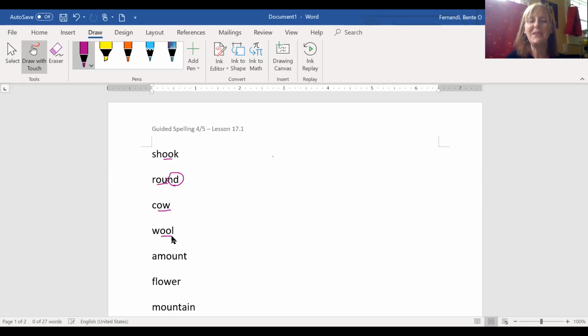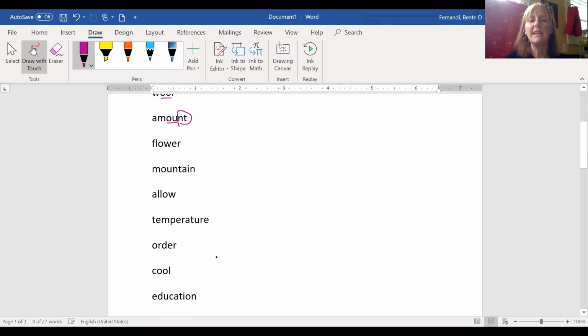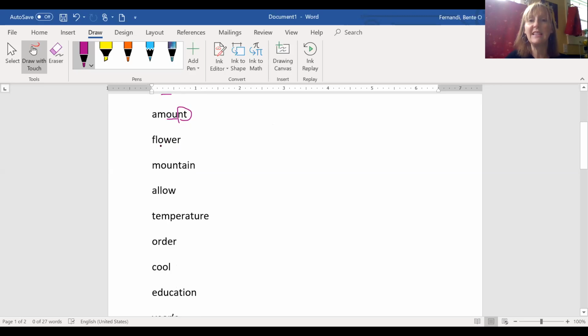Wool, double O. Amount, we get the OU, and again, it is followed by a consonant blend, NT, amount. Now we come to the word flower. We've already seen it a couple of times now. So we have that OW sound, and we see that it is at the end of that syllable. So flower, the sound at the end there.